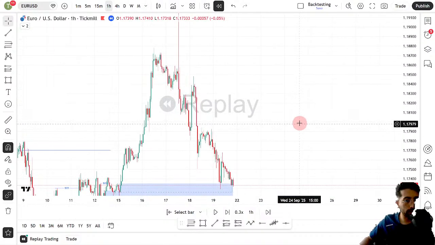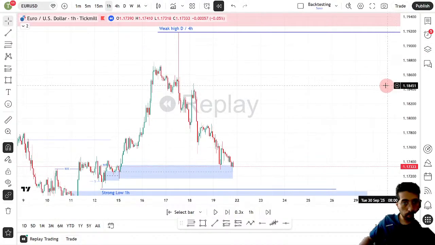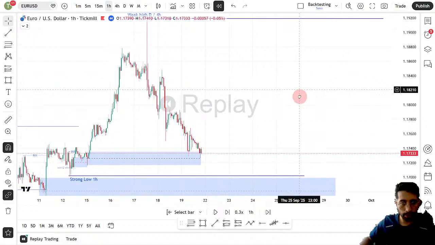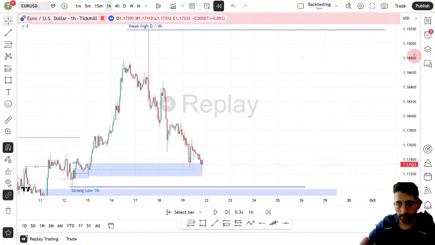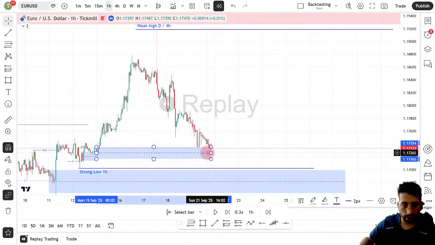Now this is the 1 hour time frame. What are we actually looking for? Again, this is the decisional in the 4 hour time frame. So this is the order block in 1 hour in the 4 hour time frame, as well as the 1 hour time frame decisional, right?